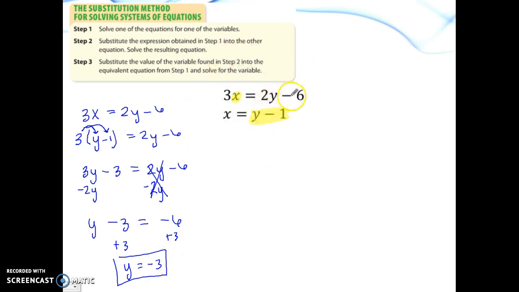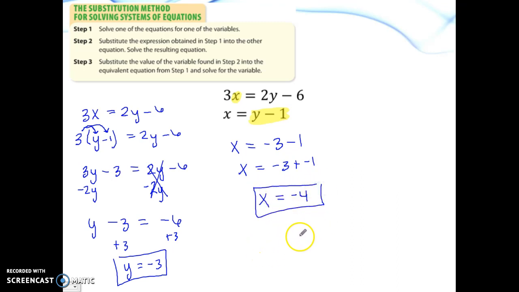I always look to see which one would be easier. So this one, the coefficient of y is just 1. It's easier to plug it in here. So if I take this equation, x equals negative 3 minus 1, and that negative 3 came from here, y equals negative 3. This is the same as x equals negative 3 plus a negative 1, or x equals negative 4. And remember, this is the ordered pair now, negative 4, negative 3.